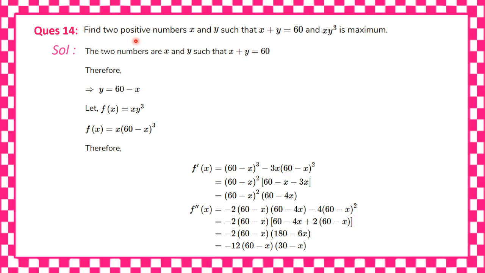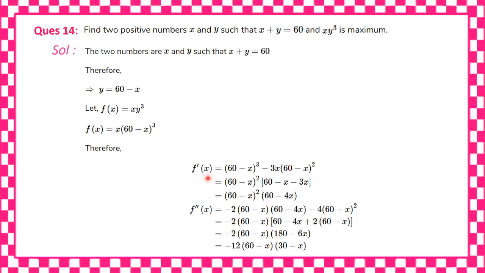Question number 14. Find two positive numbers x and y such that their sum is 60 and xy cube is maximum. So if x plus y is 60, we can write y as 60 minus x. So the given function will become xy cube. In place of y, we can write the value of y, 60 minus x, so that the function becomes an equation in one variable and we can differentiate it easily with respect to x.